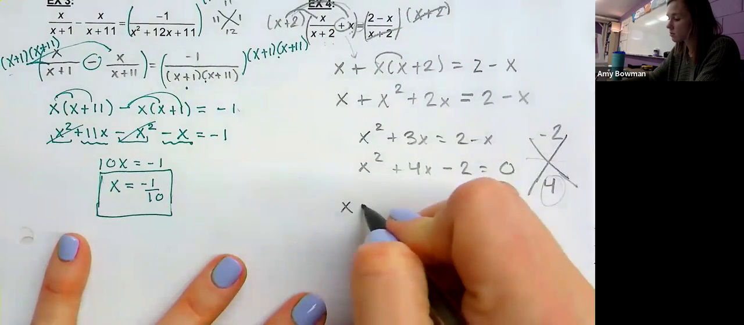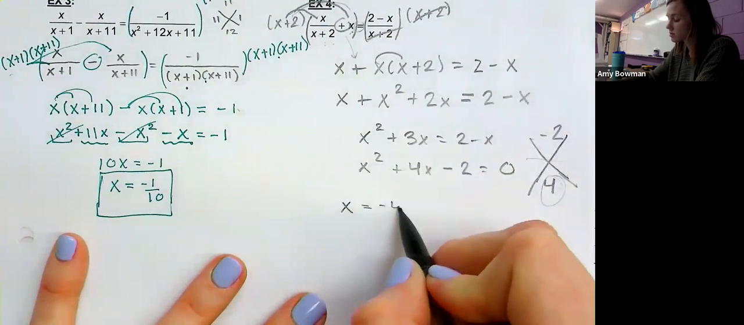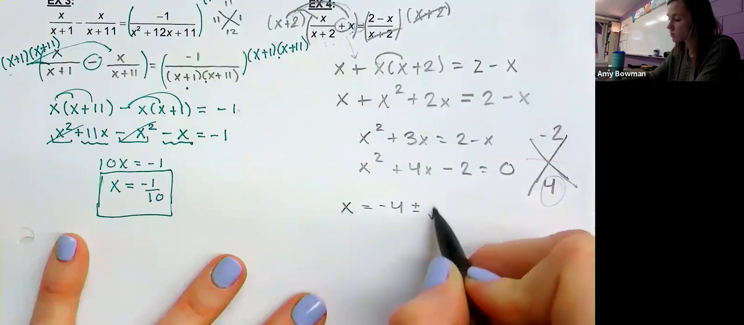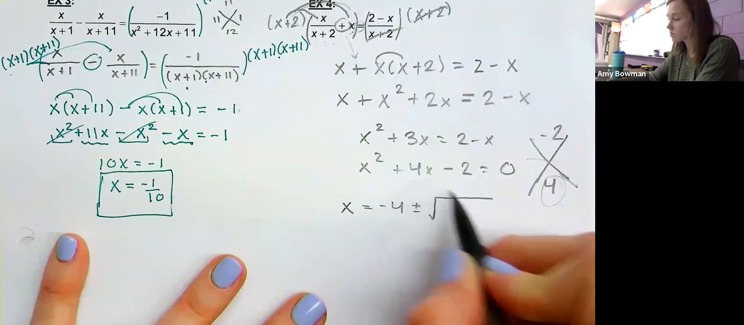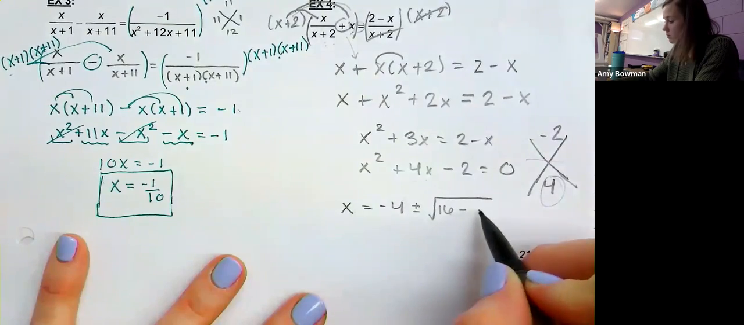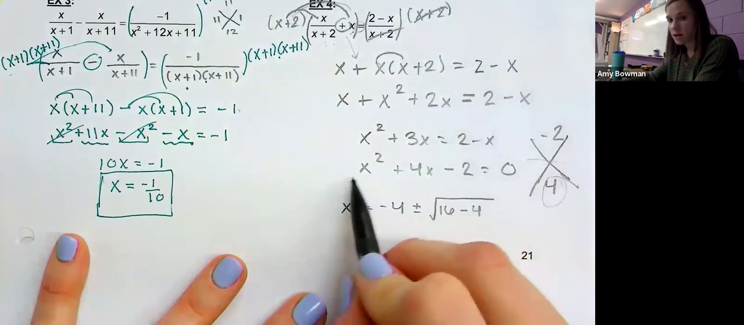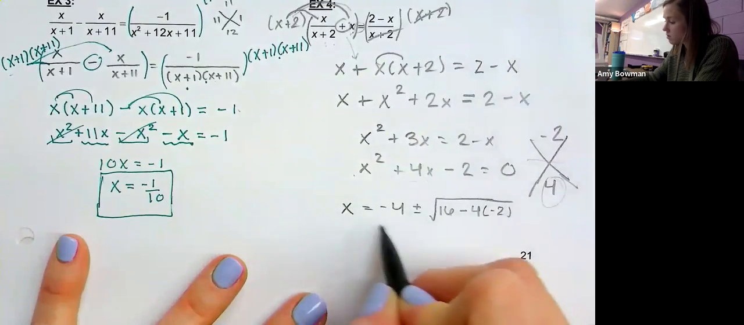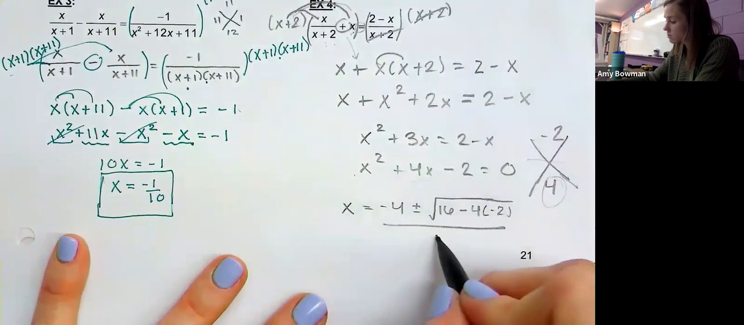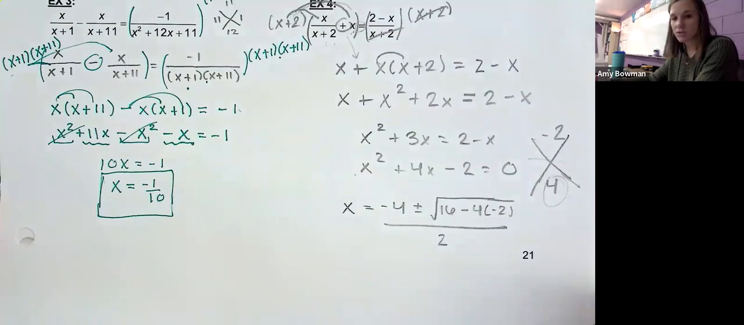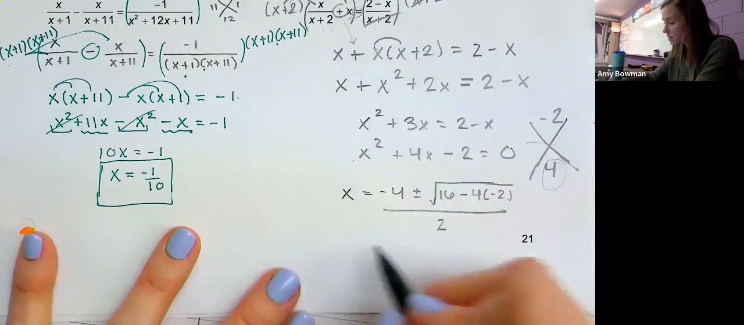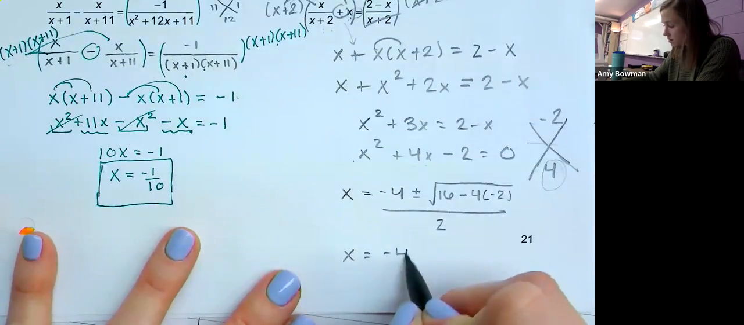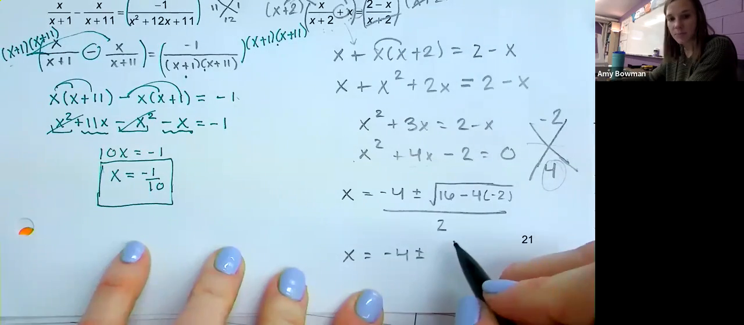So x equals opposite b plus or minus the square root of b squared, which is 16, minus 4 times a, which is 1, times c, which is -2, all over 2 times a, which is just 2. So make sure you guys are recalling that quadratic formula because you're definitely going to need it. Okay.